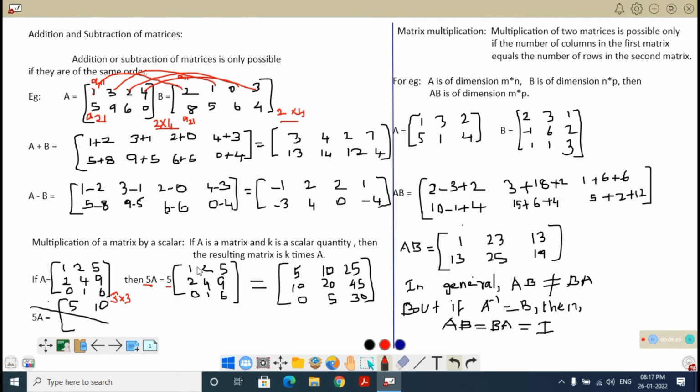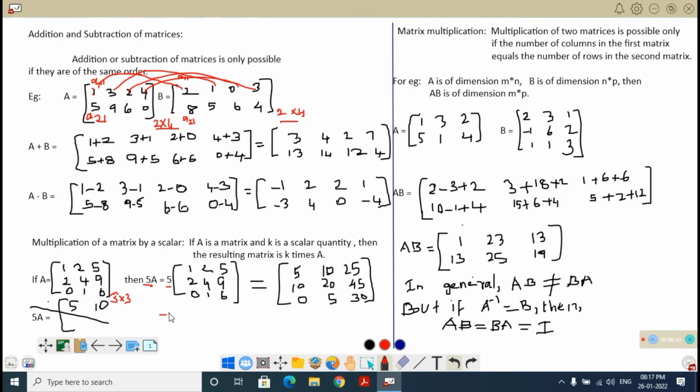So 5 times 1 is 5, 5 times 2 is 10, 5 times 5 is 25, 5 times 2 is again 10, 5 times 4 is 20, 5 times 9 is 45, and 5 times 0 is 0, 5 times 1 is 5, 5 times 6 is 30. So this is how the scalar quantity should be multiplied. Each and every element in the matrix must be multiplied by the particular scalar quantity.